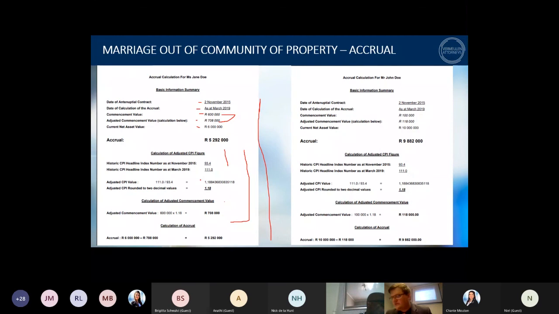So let's circle back to how we calculate the adjusted commencement value. Now what I'm going to do is share the CPI table with you, because you're going to look at it. My apologies. So here is the CPI table as at December 2021, which I'm going to screen share with you now. Almost there. There it is. Okay, this is what it looks like.